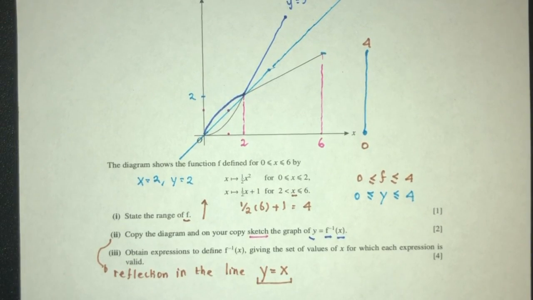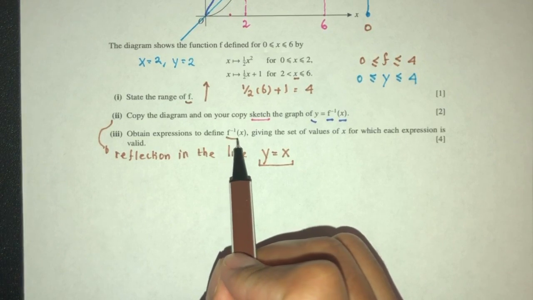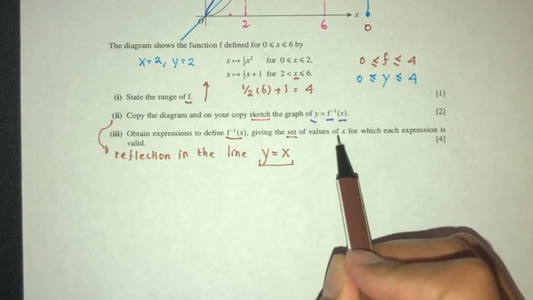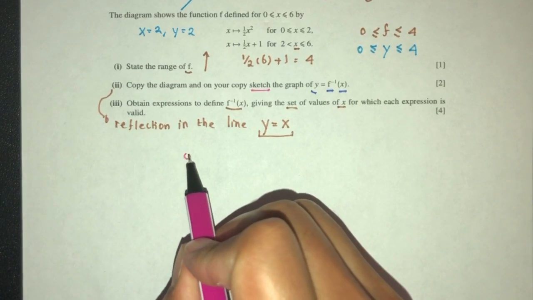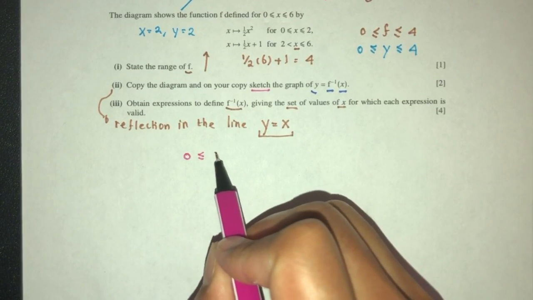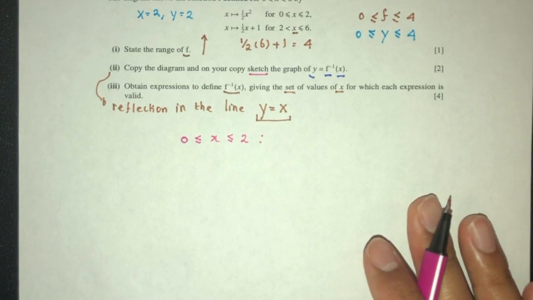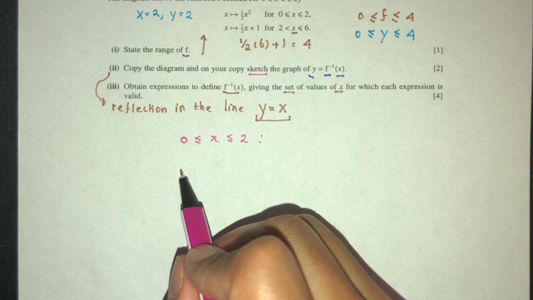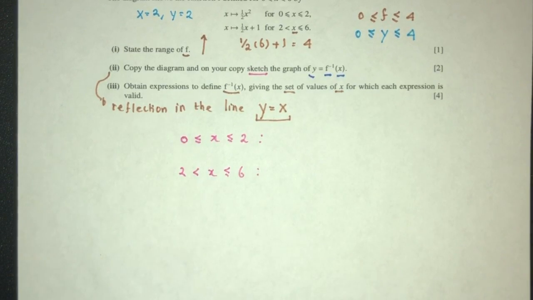Now, what's next? Part 3. We have to obtain an expression for f inverse of x, given the set of values of x for each expression. So pretty easy, step by step. From 0 to this, what will be f inverse of x? And from 2 to this, what will be the function f inverse of x?